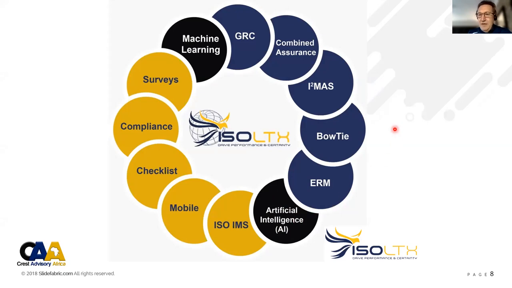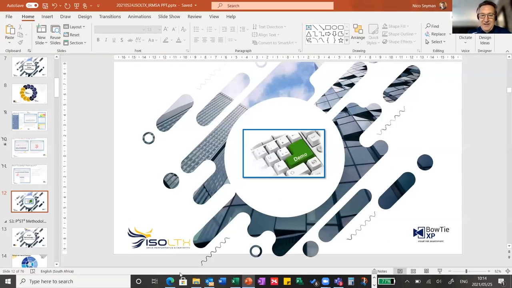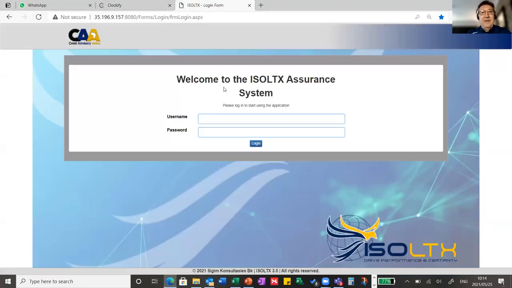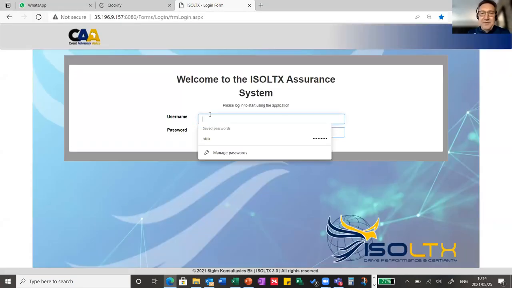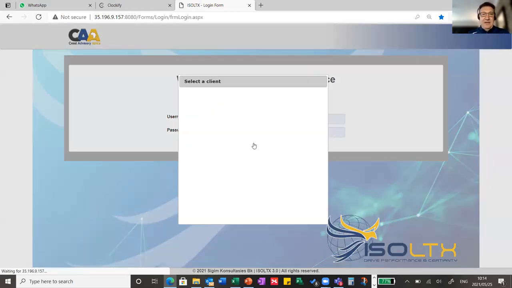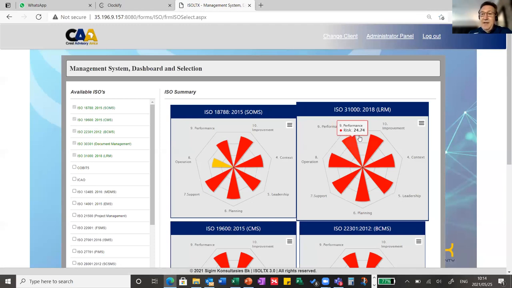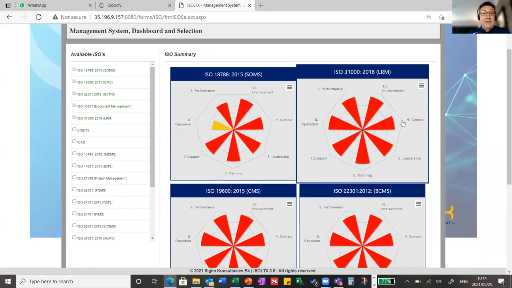Now, if we are going through this process, I want to start with our system. I don't want to give you a presentation. I want to show you. This is our login into the ISOLTX assurance system. And I'm going to give you an overview of what we are seeing as combined assurance, and maturity.